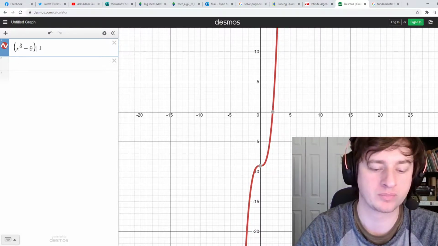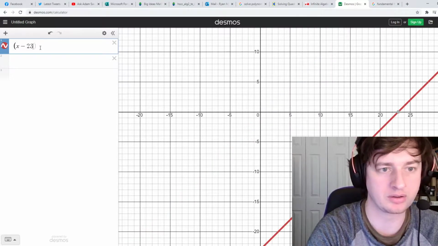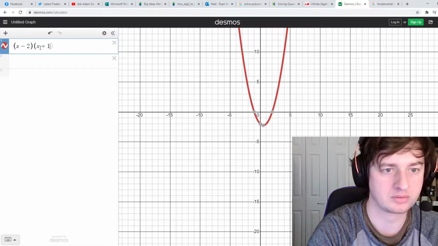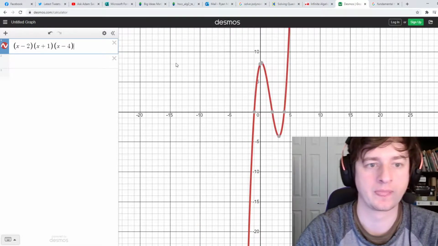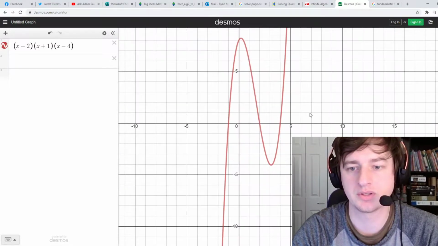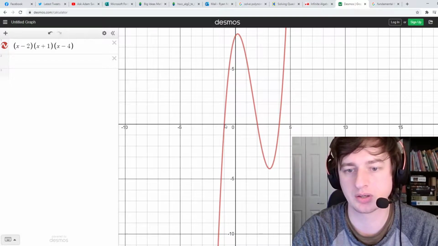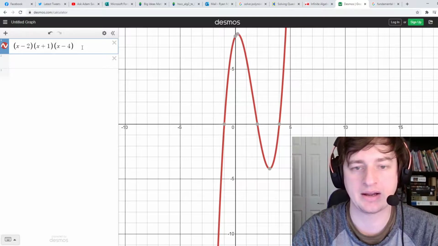Okay. Now we're mostly going to do functions that look something like this. This function goes up, and then it goes back down, and then it goes back up, and it crosses 3 times. It has 3 solutions, and those would be where each of these parentheses turns into 0.